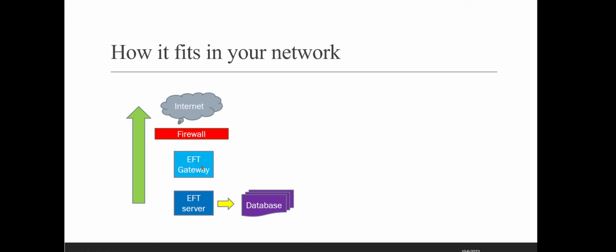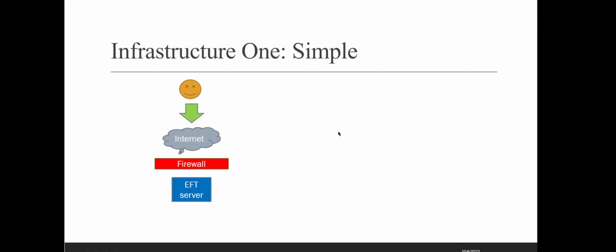Besides that, you can have the AFT gateway here, and then the firewall is above it, and then you connect to the internet. That is in short how you would implement an AFT. So let's look at some examples now.